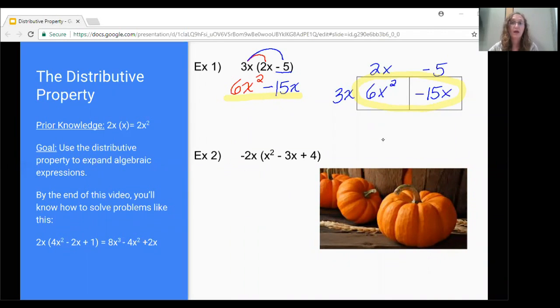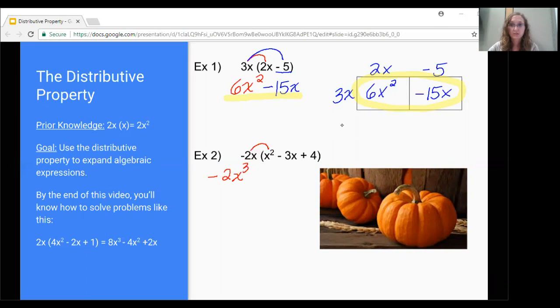So let's take a look. What if we have a problem that has 3 terms there inside of parentheses? So it's really the same process. We still have to distribute that front, in this case, negative 2x. And this time we just have to distribute to each of those terms inside the parentheses. So negative 2x times x squared. So that's just going to be negative 2. And then x, that's really an x to the first. X to the first times x squared would be x cubed.